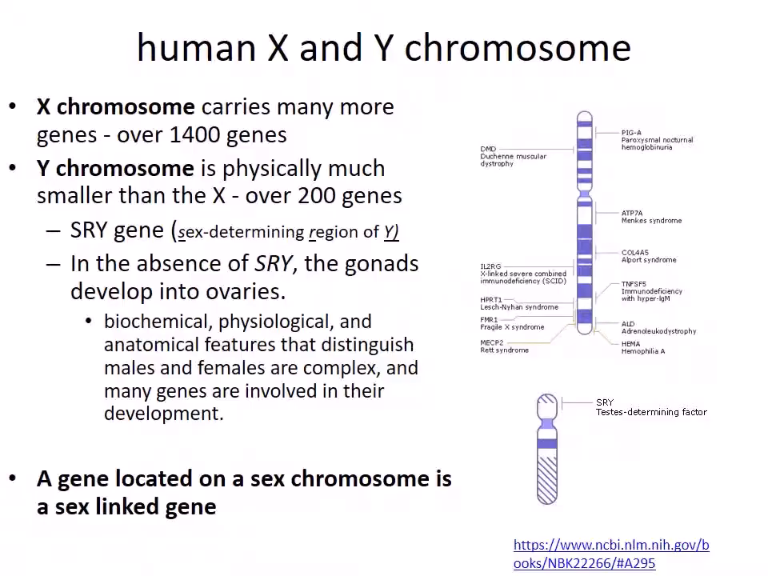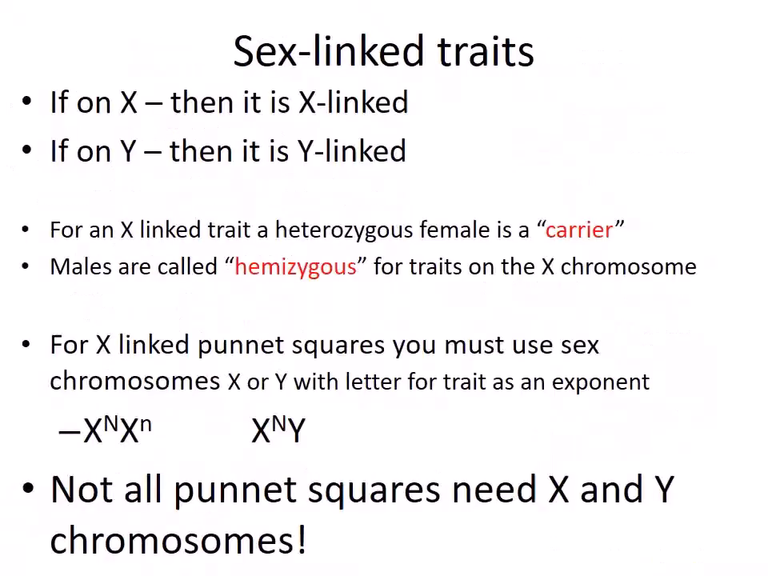However, sex determination is much more complicated than just this one gene. There are many biochemical, physiological, and anatomical features that distinguish males and females, and many genes are involved in this development, not just the SRY gene. A gene that's located on a sex chromosome, whether it's on the X chromosome or the Y chromosome, is said to be a sex-linked gene. So if a trait is on the X chromosome of a human or mammal, we could say it's X-linked. If it's on the Y chromosome, then it would be Y-linked. Heterozygous females would be carriers, and males can be called homozygous for traits on the X chromosome because they only have one X chromosome.